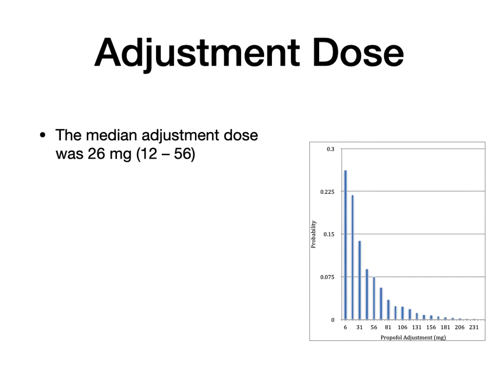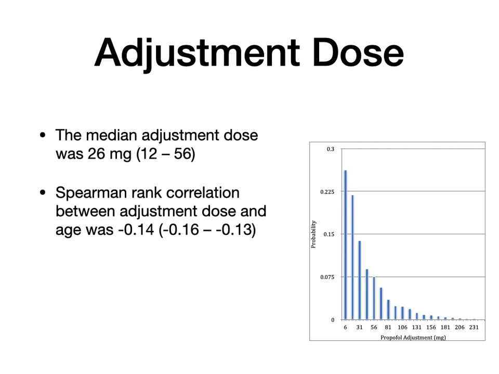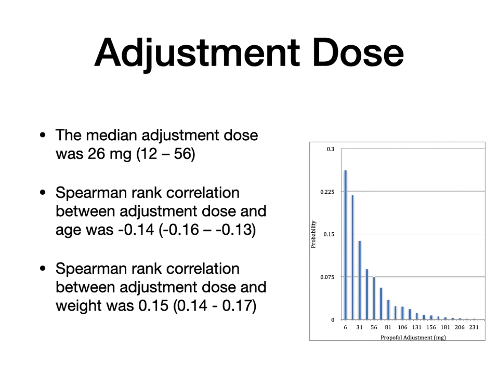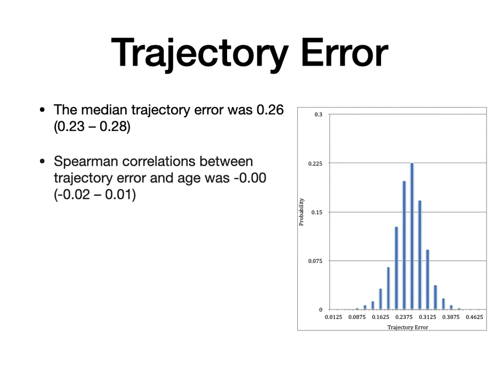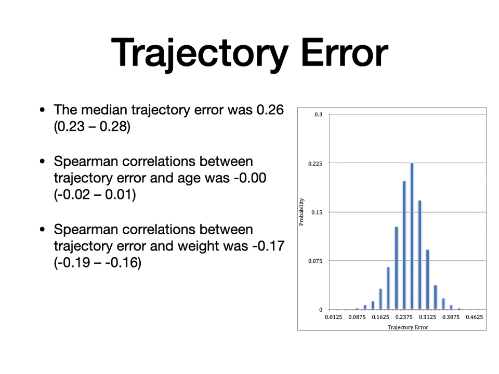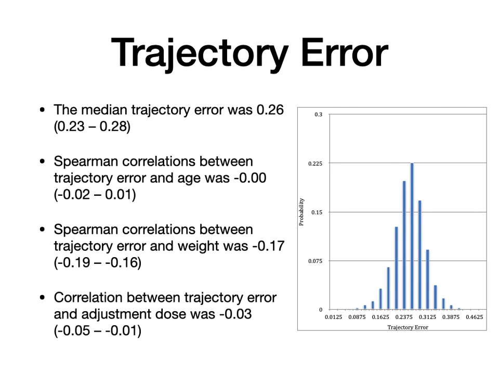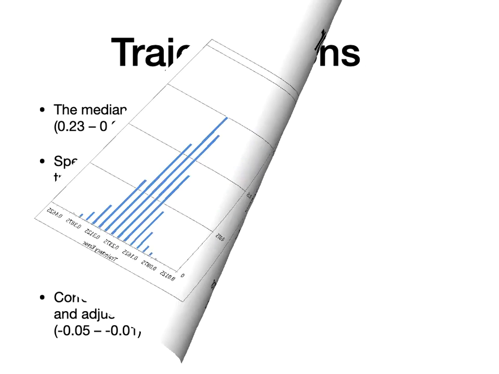We can see the distribution for adjustment dose, and that there was no correlation between adjustment dose and age or weight. We can see the distribution for trajectory error, and again, no correlation between that and age or weight. We can also see that there was no correlation between trajectory error and adjustment dose.